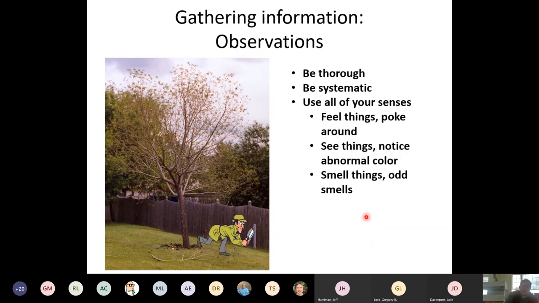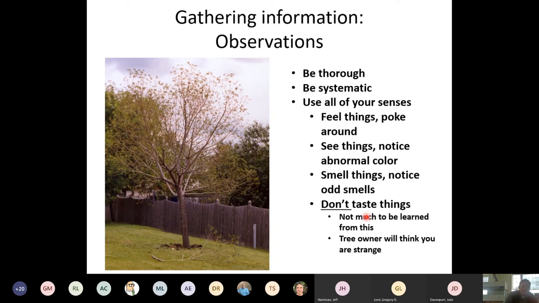The only thing I wouldn't suggest is that you taste things. There's not much to be learned from tasting trees or parts of trees. And that's something that people are just going to think is weird. They already think you're kind of strange for being a tree care or a tree health professional. Don't make it any worse.